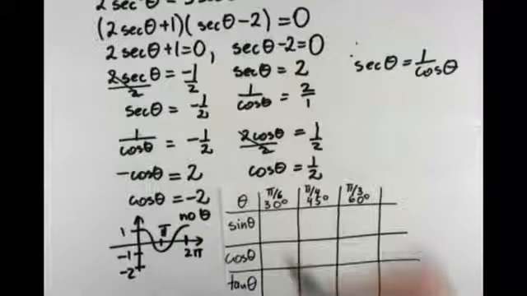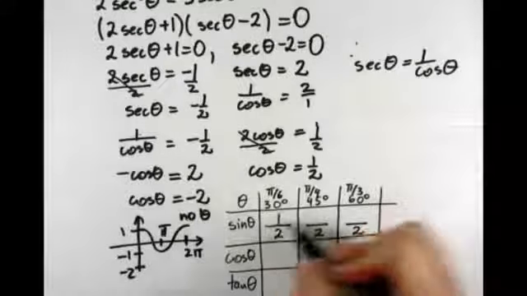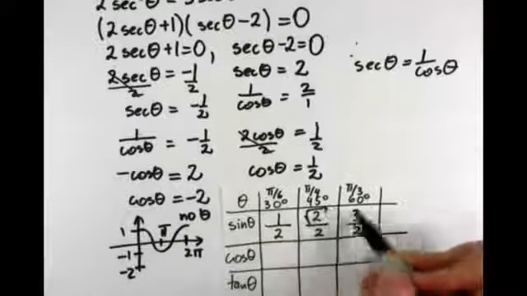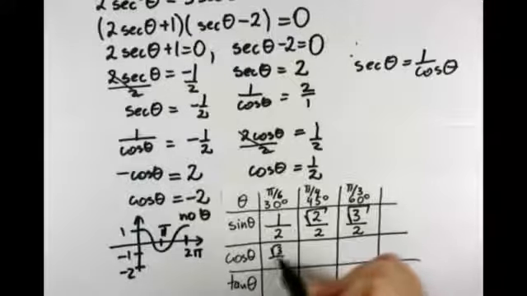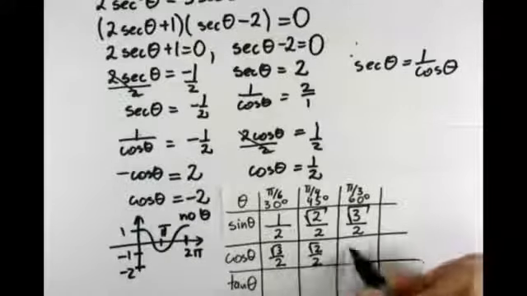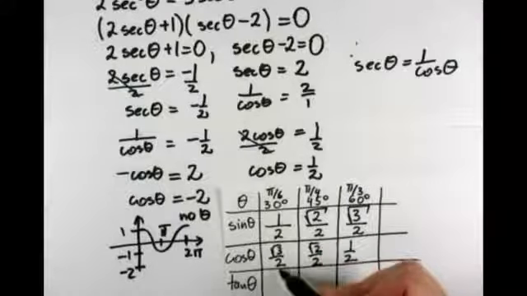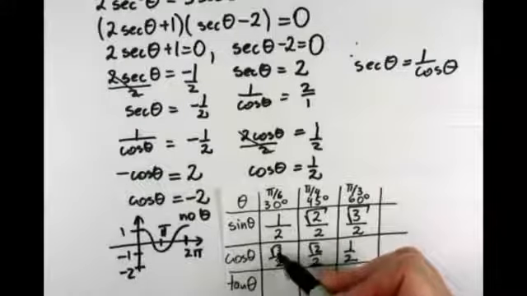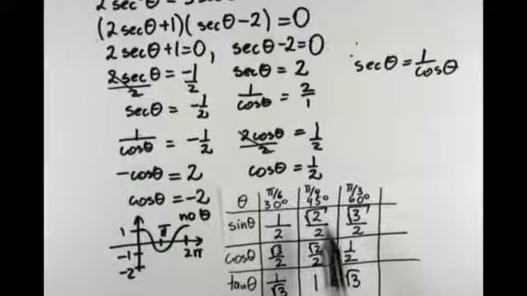So it was over 2, over 2, over 2, and on top it was 1, 2, 3, and we take the square root. Square root of 1 is 1, square root of 2 and square root of 3. Cos was from the back, rewrite this from the back: root 3 over 2, root 2 over 2, and 1/2. And then tangent is sine over cos. So 1/2 divided by this one, flip it over, gives me 1 over root 3, gives me 1, and this gives me root 3.